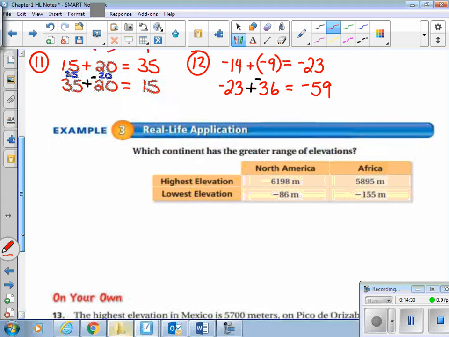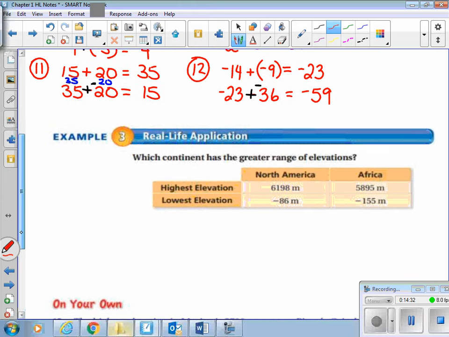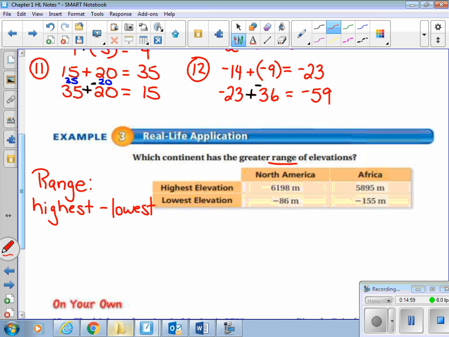Moving on to example 3. Here's your real-life application problem. Which continent has the greatest range of elevations? To be able to answer that, we need to remember what the range is. To find the range of a set of data, you find the difference, meaning you subtract the highest number minus the lowest. That's what range is, the difference between the highest data item and the lowest data item. So we are subtracting those data items.